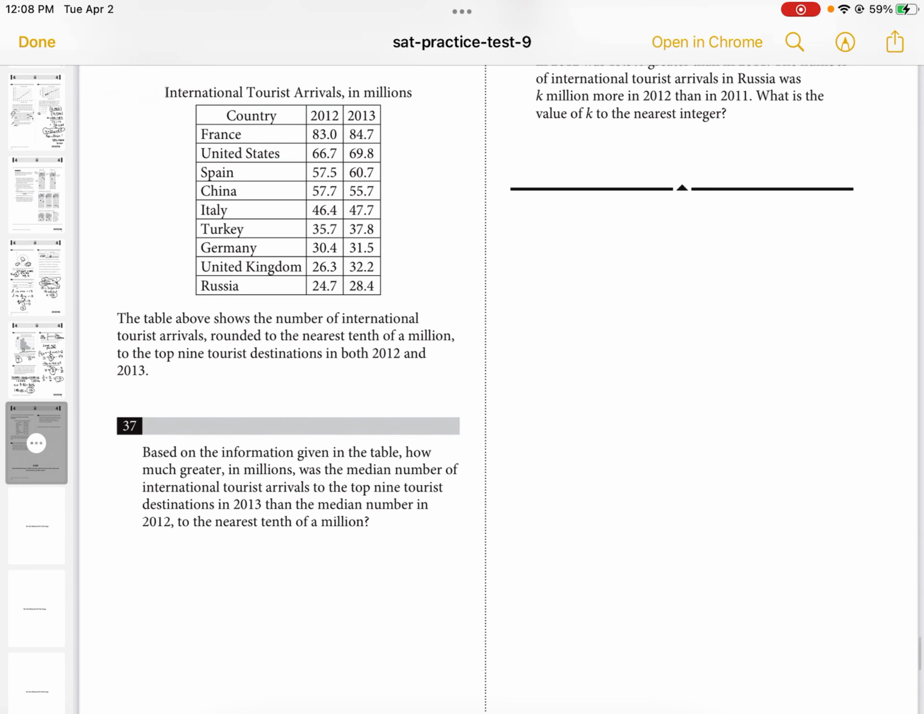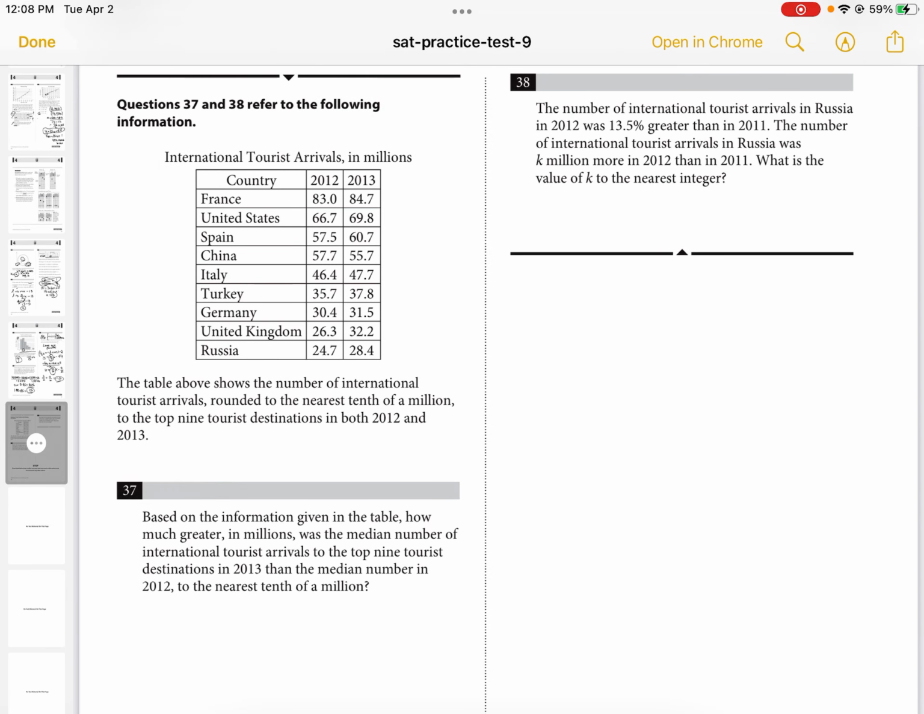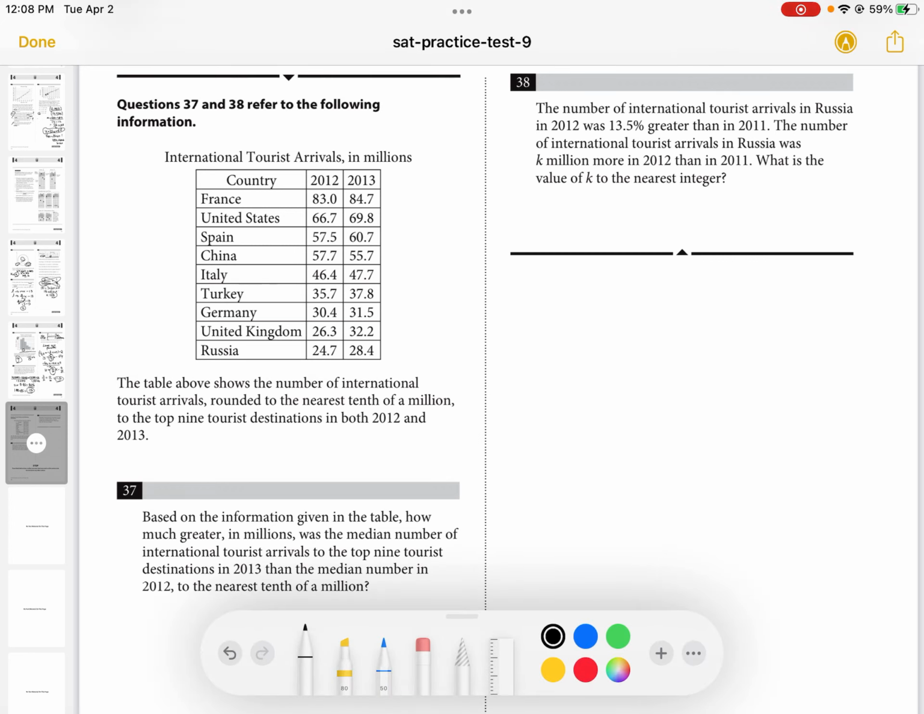Alright, on to number 37. Okay, so we have this table, number of tourist arrivals per country in 2012 and 2013. Based on the information given in the table, how much greater in millions was the median number of international tourist arrivals to the top 9 tourist destinations in 2013 than in 2012?